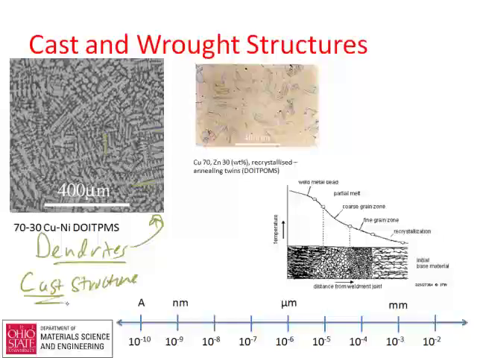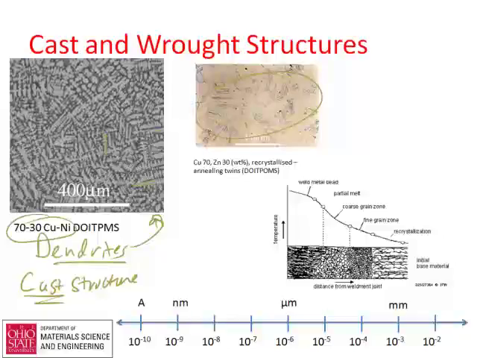When we say cast, it just means we had a molten metal alloy, a molten mix of elements, and cooled it down. We end up getting something like this, and this is copper nickel. Now we can take the same alloy or a different alloy, deform it, heat it up again and recrystallize it. And what you'll often see is something that looks much more isotropic.